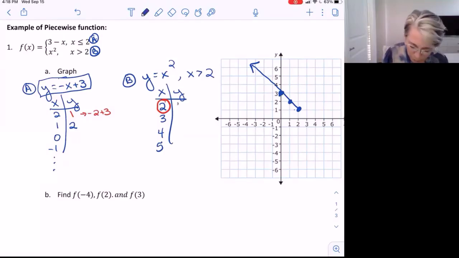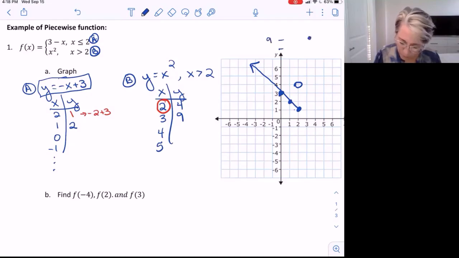So 2 squared would give us a 4, 3 squared would give us a 9. So 6, 7, 8, 9 would be up here somewhere. So that would give us a quadratic that looks something like that. And that is a piecewise function, 2 different pieces depending on what the input value is.